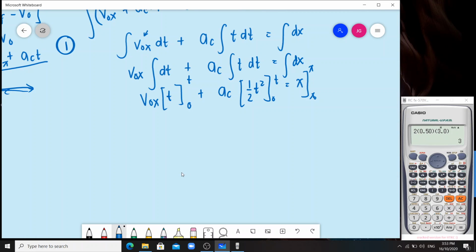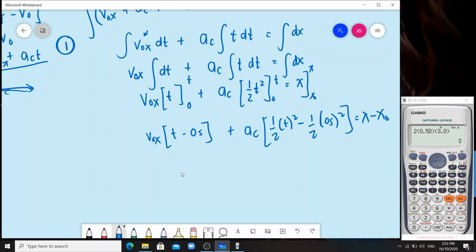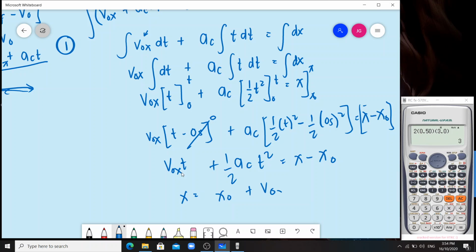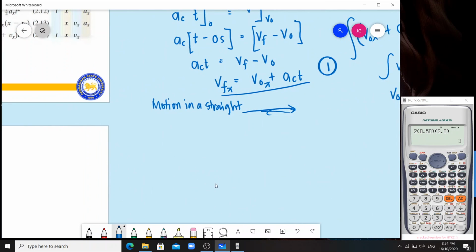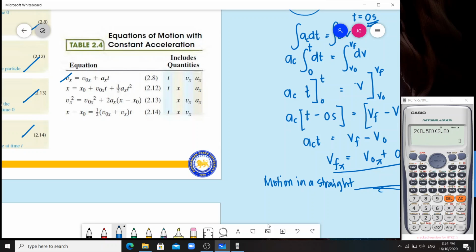Okay. So, let's simplify. This will be v0x t minus 0 seconds plus a_c 1/2 t squared minus 1/2 0 seconds squared. Okay, and then x minus x sub 0. Okay, so simplify natin. Plus a_c 1/2 t squared equals to x minus x sub 0. Then let's transfer: x equals x0 plus v0x t plus 1/2 a_c t squared. Okay. So, meron na tayong equation 2. Ang equation 2 natin is, meron na tayo nito at meron na tayo nito.